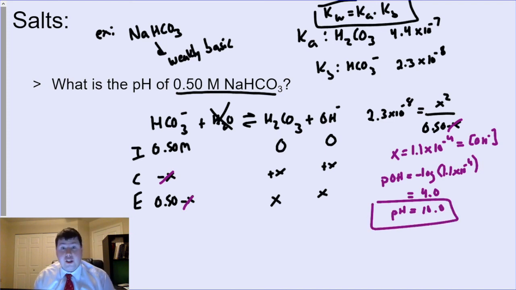So as you can see, salt calculations just depend on whether we can predict whether it's weakly acidic or weakly basic, finding out the Kb or Ka for the conjugate, and then from there setting up the same ice table we've seen for weak acids and weak bases.